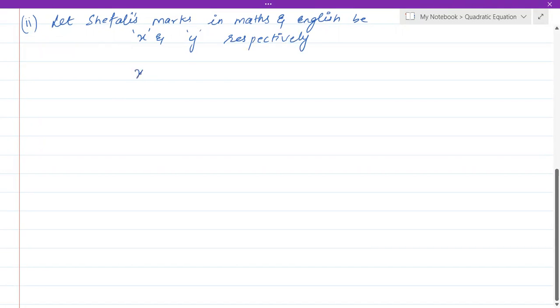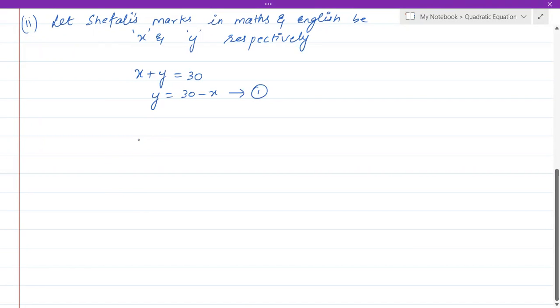And it is given that their sum is 30. So x plus y equals 30, which implies y is 30 minus x. Let's take this as equation 1. Now, she got 2 more marks in mathematics.